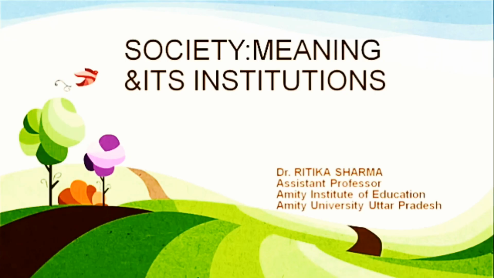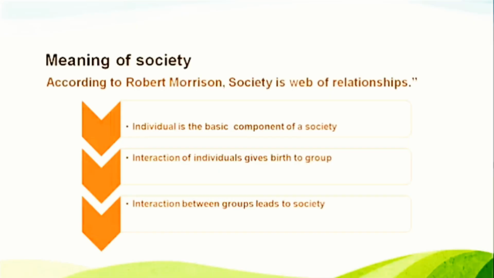Today in this session, I will discuss with you the meaning of society and its institutions. Let us start with a very comprehensive definition of Robert Morrison: society is a web of relationships, and the individual in this web of relationships is the basic component of a society. When these individuals interact with each other, it gives birth to a group, and interaction between these groups develops a kind of relationship between them, which ultimately leads to society.